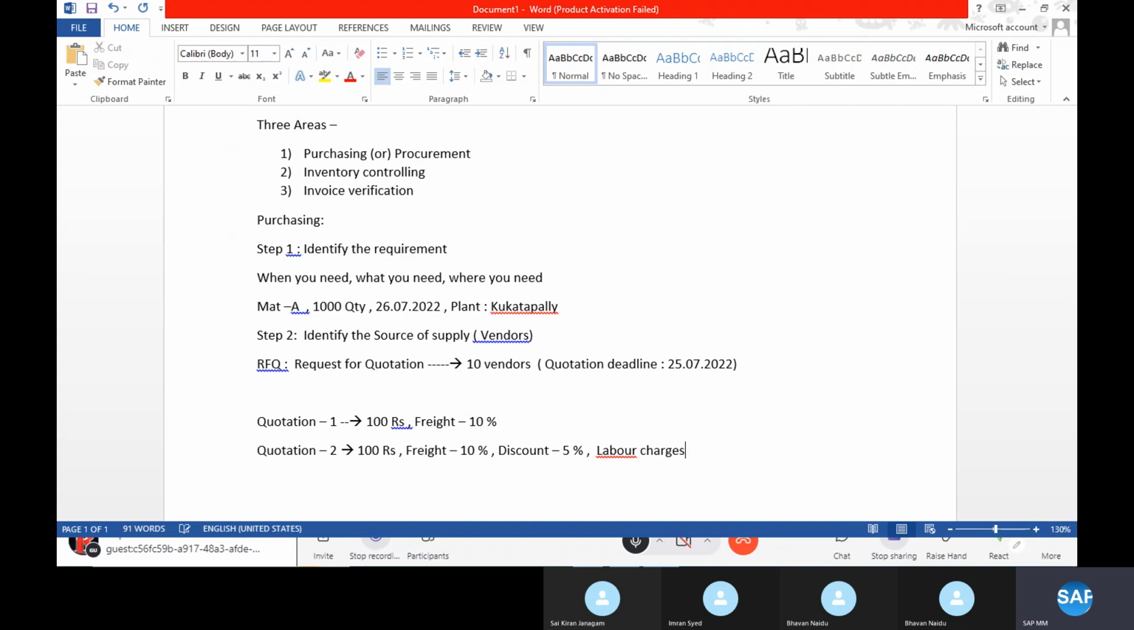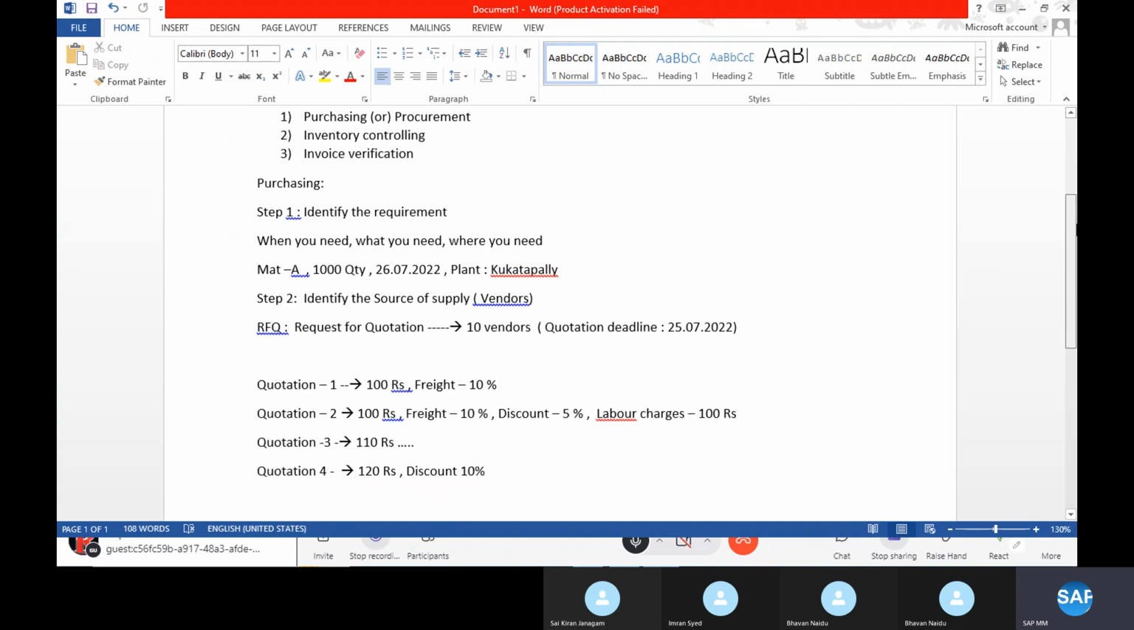So labor charges will be applicable, like some 100 rupees. Again, quotation 3: he has provided 110 rupees, but there is no other additional cost, freight or discount. Again, one more vendor gives quotation 4. He is saying the cost will be 120 rupees, but I can provide a 10% discount when the product quantity is more than 1000. Terms and conditions will also be there.